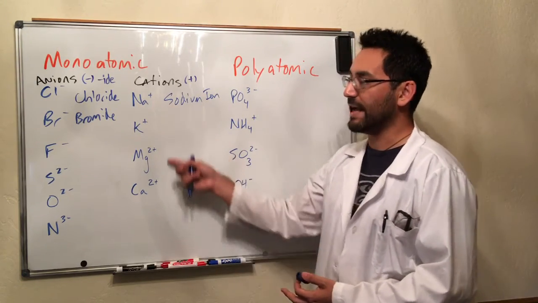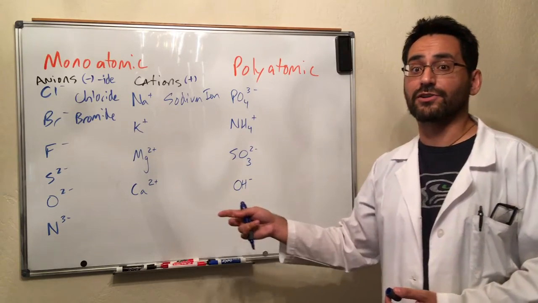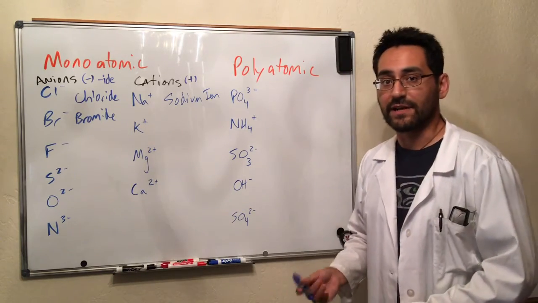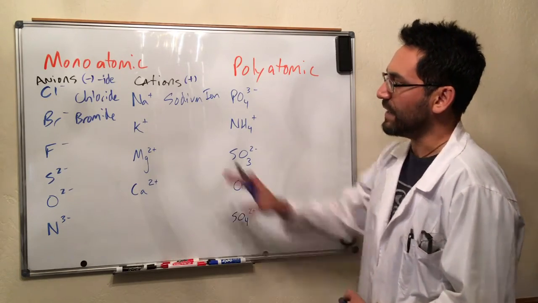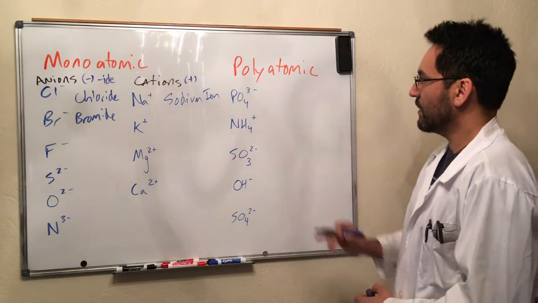Now we'll talk about the metals that form multiple charges. Remember, these are cations that form set charges, and transition elements can actually form more than one charge. So we treat those a little different. So that's the monoatomic ions.